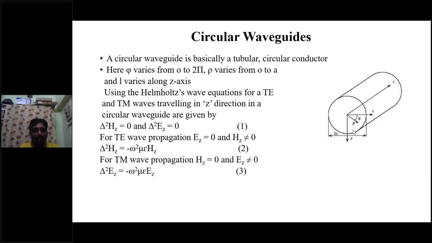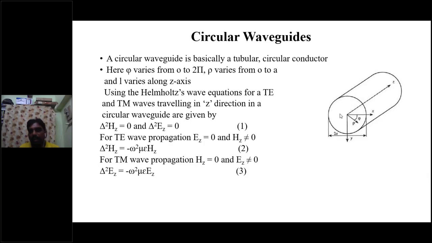Along the x and y, we take the component rho, and for z there is no change, and we take phi between here. And next, here I take along the z axis. The circular waveguide is basically a tube or circular conductor. Here phi means this one, and it varies from 0 to 2 pi. And rho lies between x and y, and it varies from 0 to a, meaning this is the radius.